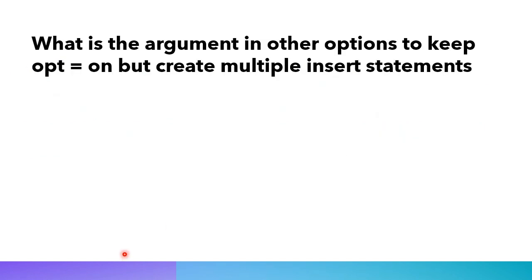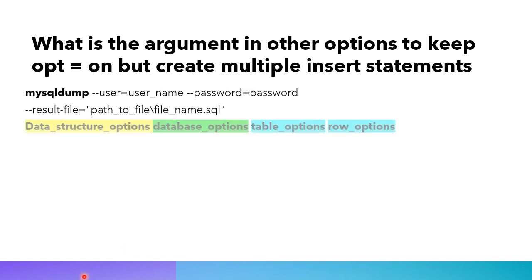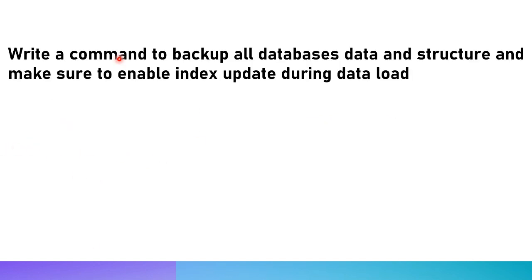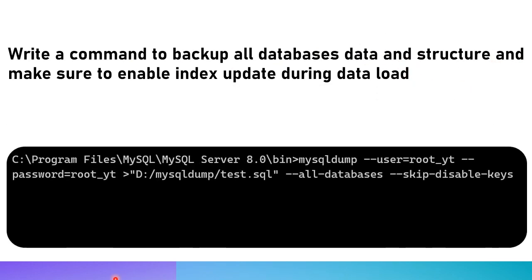Now, here we have a question. What is the argument in the other options to keep the opt, but then create multiple insert statements? So to keep the opt on, opt is always on by default. But if you want to create multiple insert statements, then you'll be doing the opposite of extended inserts, and that is skip extended inserts. Write a command to back up all the databases, data, and structure, and make sure to enable index update during the data load. So in order for you to enable index updating, you'll be skipping disable keys.